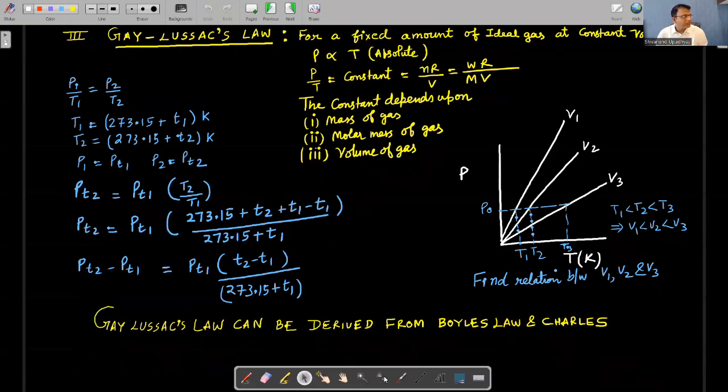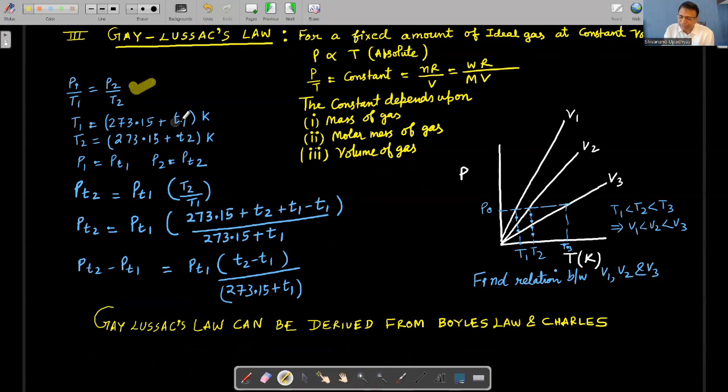So the third law, Gay-Lussac's law, again it is similar. In Boyle's law, temperature is constant. In Charles' law, pressure is constant. So in Gay-Lussac's law, volume is constant. So for a fixed amount of an ideal gas at constant volume, pressure is directly proportional to absolute temperature. And further, if we simplify, we can write P1 upon T1 is equal to P2 upon T2.